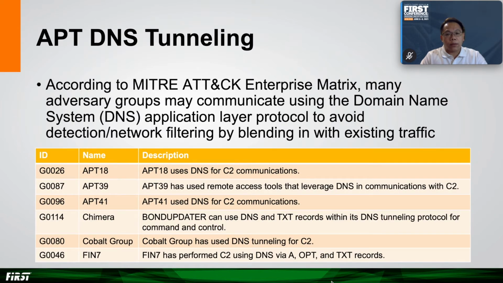According to MITRE ATT&CK Enterprise metrics, many adversary groups may communicate using the DNS protocol to avoid detection and network filtering by blending in with existing traffic. Here are some adversary groups which use DNS tunneling techniques in their attack operations. Some of them especially target governments and industries in Taiwan.